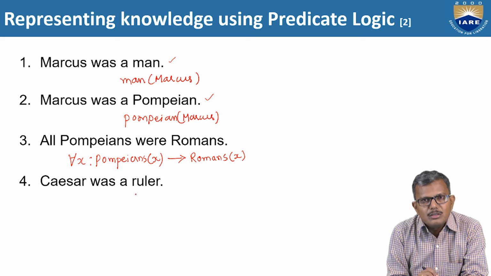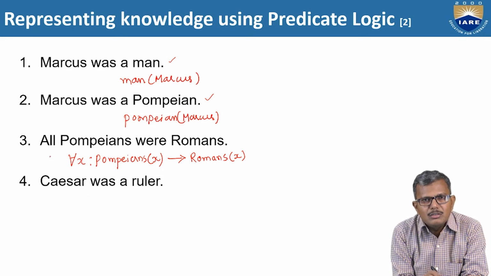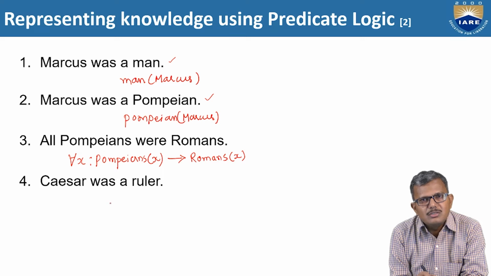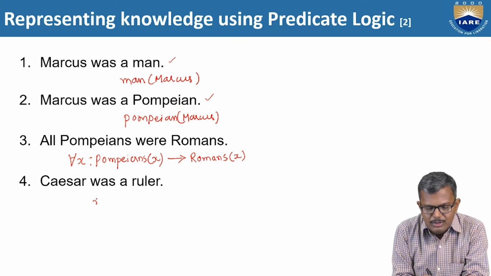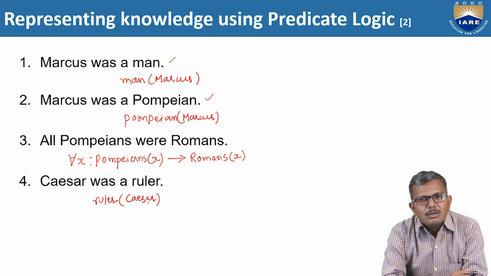Caesar was a ruler. When it is the case, as there are no other words like all, for all, someone, there exist, such words are not there, so using propositional logic also you can represent this. So how will it be? Ruler, and in the bracket you have to write who that ruler is. Caesar is the ruler.